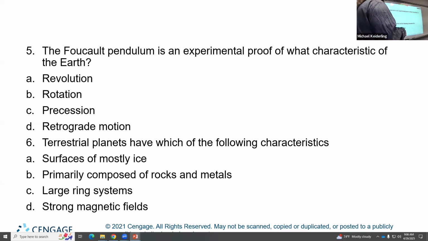Terrestrial planets have which of the following characteristics? They're primarily composed of rocks and metals. Surfaces of mostly ice is something you get in the outer solar system. Large ring systems, something you get with Jovian planets as well, and strong magnetic fields. Again, the Jovian planets have much stronger magnetic fields.